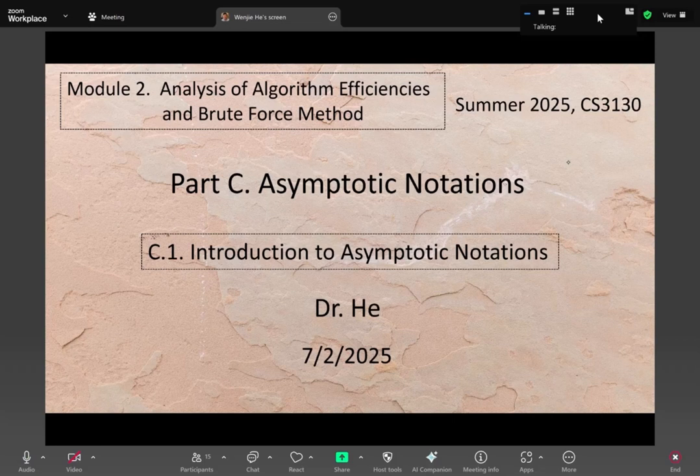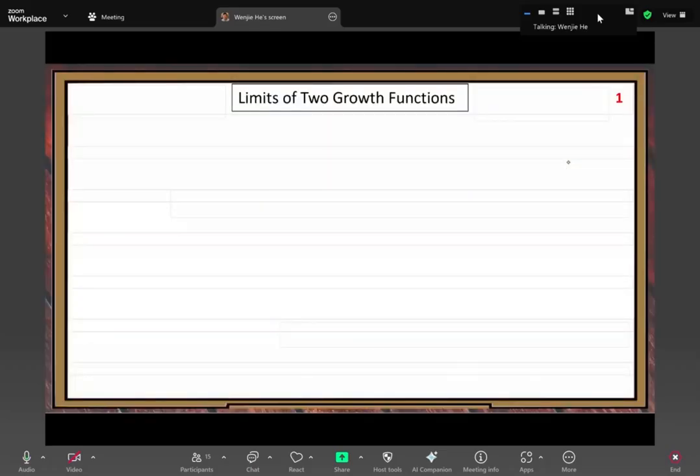All right. C.1, Introduction to Asymptotic Notations. First, let's start with limits of two growth functions. We did this in our Monday's class. All right, now let's revisit this topic.